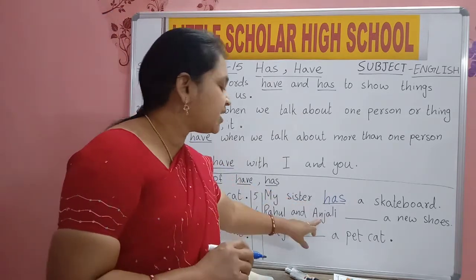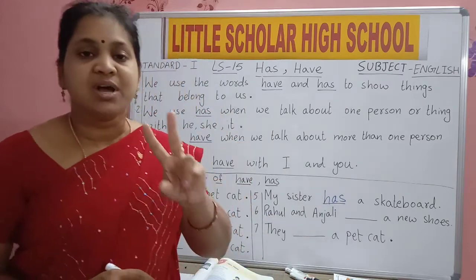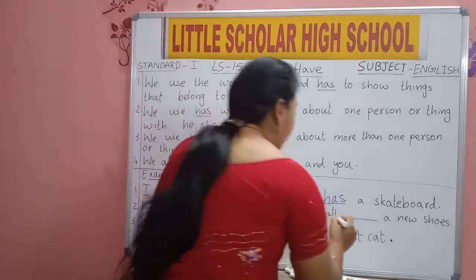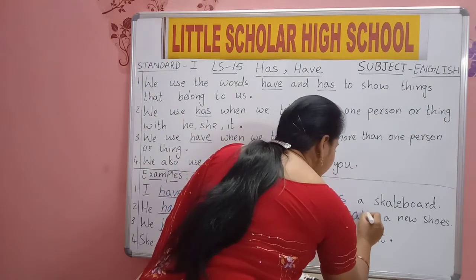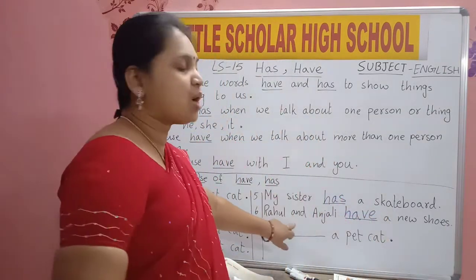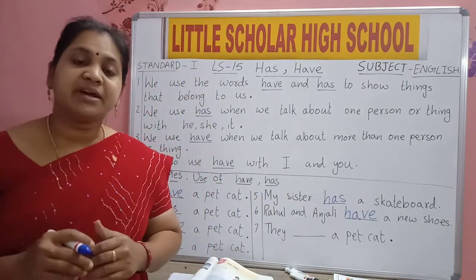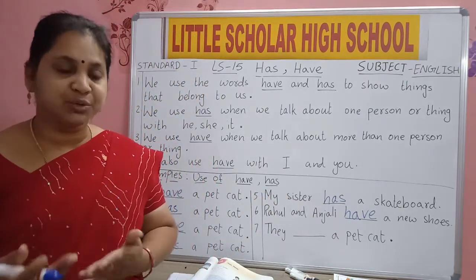Here Rahul and Anjali, how many children? Two. So when we are talking about two or more than two, we should use have. H-A-V-E, have. Rahul and Anjali have a new shoes.